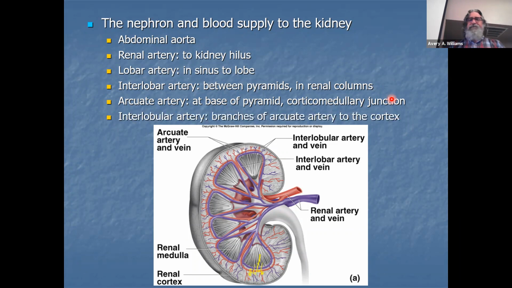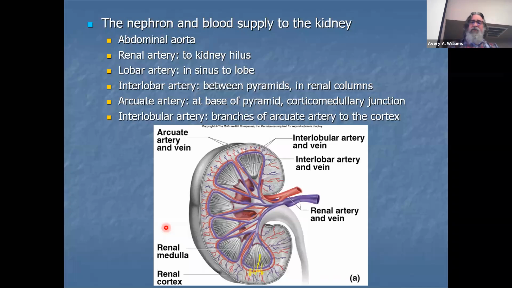Now, if you look closely at the arcuate artery, you see little branches coming off and going up into the cortex. Those are interlobular arteries. Now listen, be careful. Do not confuse interlobular with interlobar. Interlobar are these big ones in the columns. Interlobular are the little branches of the arcuate arteries up here in the cortex. Okay. Now, you with me? Keep that in mind.